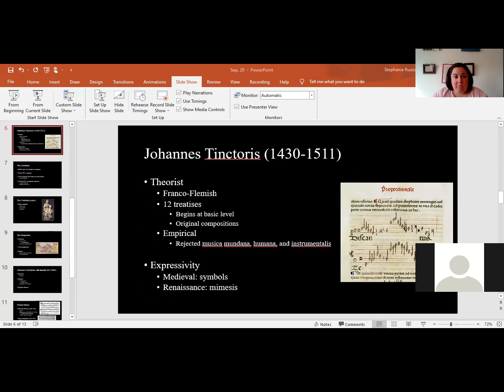He is important to know because he was the defining theorist for several centuries, just like Boethius had been, and then Guido d'Arezzo after Boethius. So Tinctoris is on a level with those guys. He is the defining music theorist for a few centuries. He was Franco-Flemish, no surprise. Remember, Franco-Flem land is the height of polyphony.